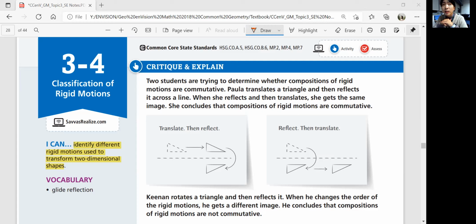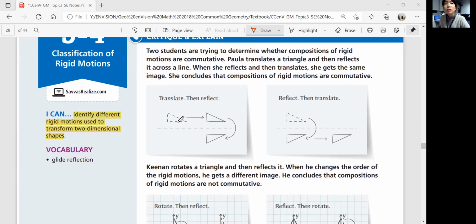Paula translates a triangle and then reflects it across a line. When she reflects and then translates, she gets the same image. She concludes that compositions of rigid motions are commutative. If you look at her sketches over here, she's going to translate and then reflect. She's also going to reflect and then translate. So we do end up with the same image for this triangle. Is it really the same?